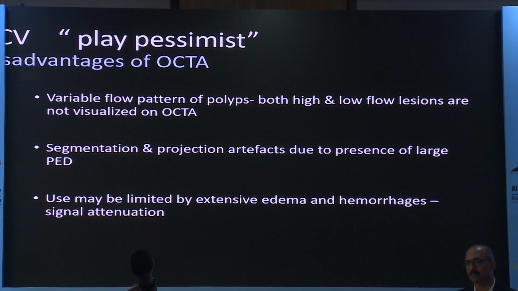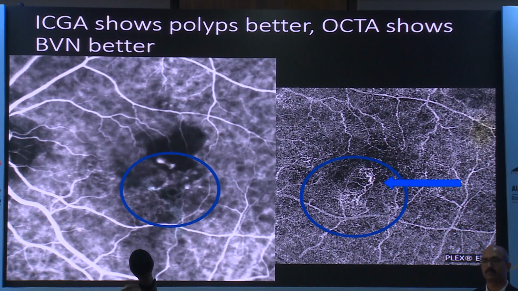What about PCV? Every time you go to conferences, everybody plays pessimist. They say that with OCTA there's variable flow. Somebody says the flow is too high, somebody says it's too low to be picked up. There are a lot of segmentation artifacts. You have these huge PEDs, lots of blood, and you can't see it. So we tried to find out whether we can use it to help in our PCV cases.